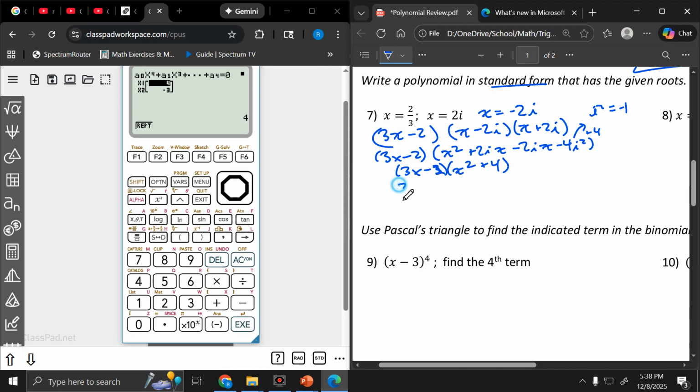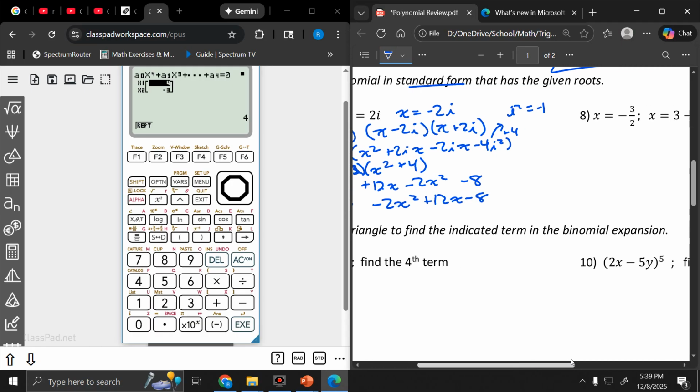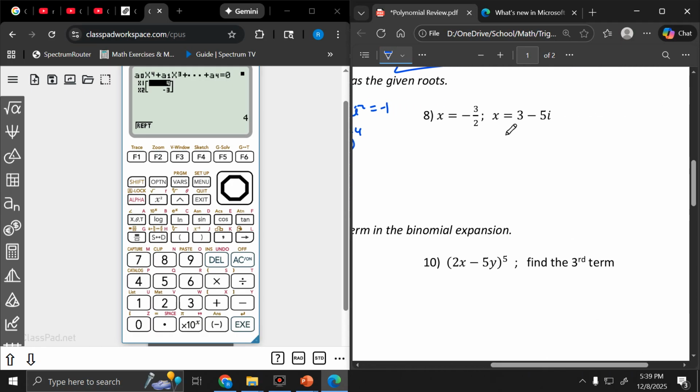And now I'll multiply these. So 3x times that, 3x cubed, and I have plus 12x. This will be minus 2x squared. This would be minus 8. Now, standard form means in order. So I just put this in order. Next would be 2x squared plus 12x minus 8. The next one, give number 8 a try. It's pretty difficult.